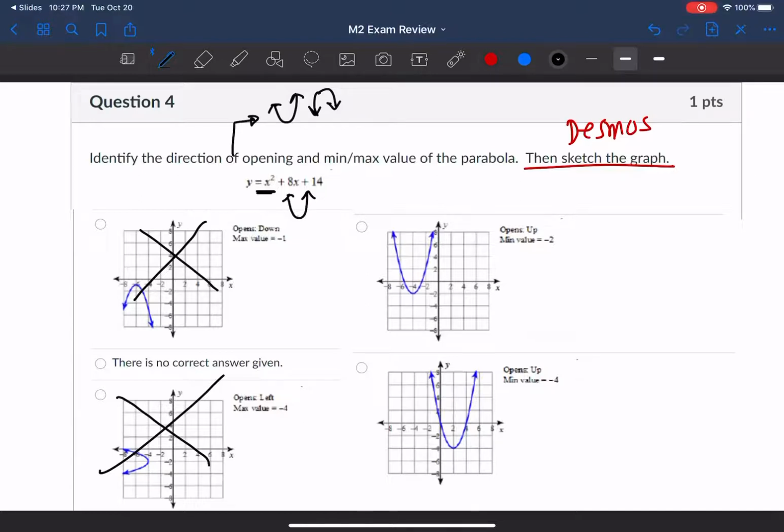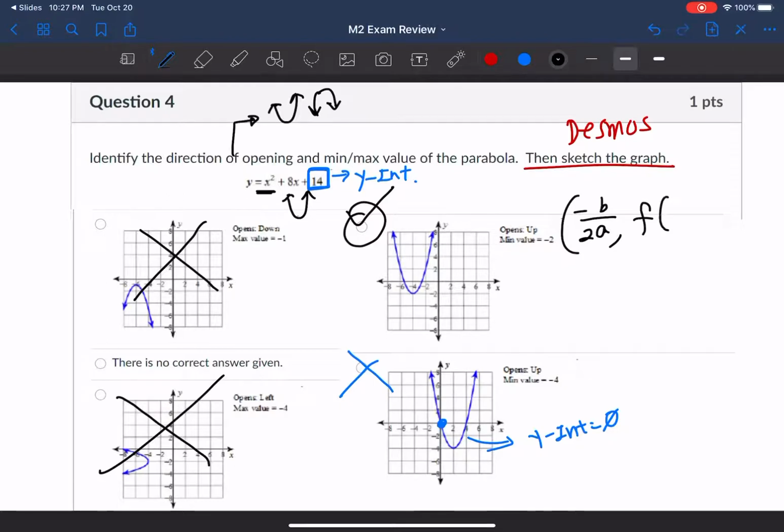If you want to find which one is the answer, you can find the vertex. Or the easiest way is looking at your constant term, 14. This is supposed to be your y-intercept. When I look at my last parabola, my y-intercept is at 0, which means that's not the correct answer. The y-intercept has to be 14. So that's my answer, and the minimum value is negative 2. So you can use this kind of trick. Otherwise, you have to find the vertex. If you remember, for the vertex you have to do negative b over 2a and then f of negative b over 2a. So please go over this. This is a vertex.